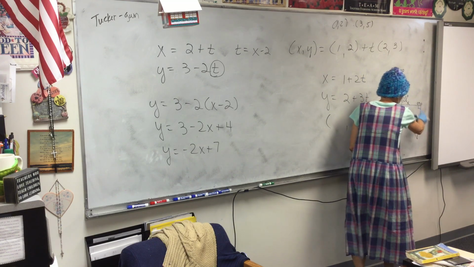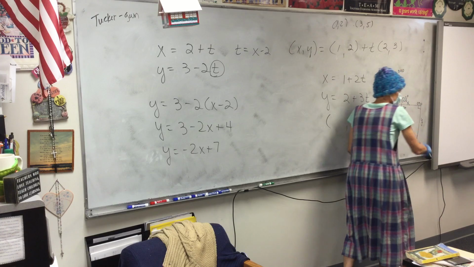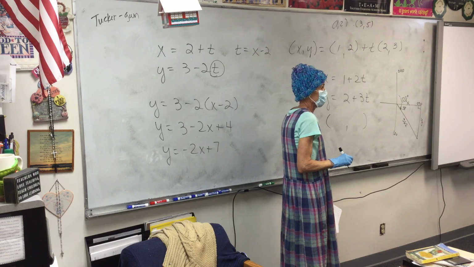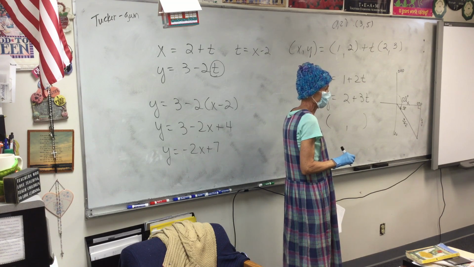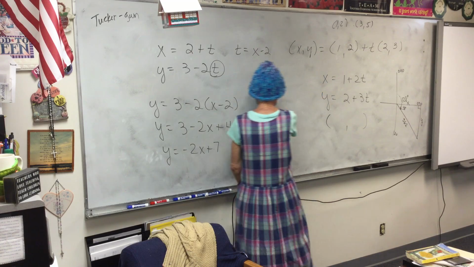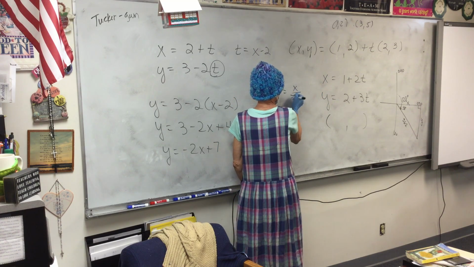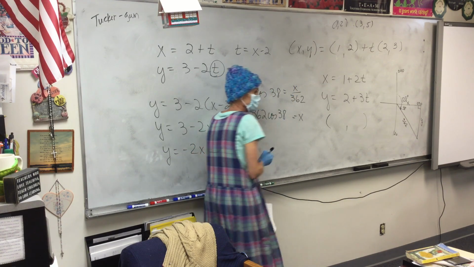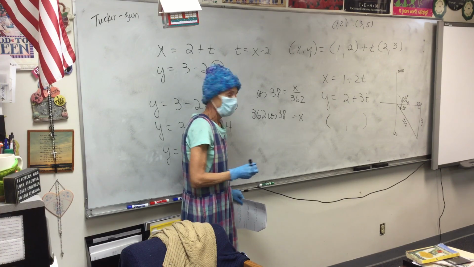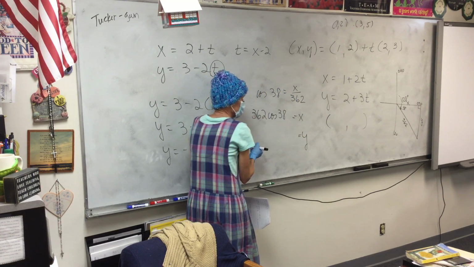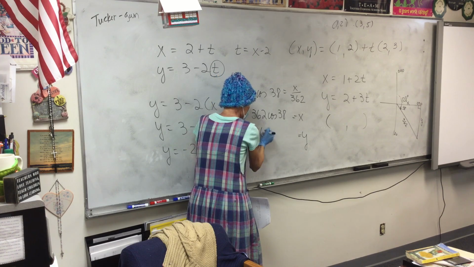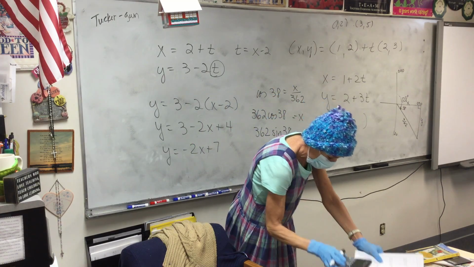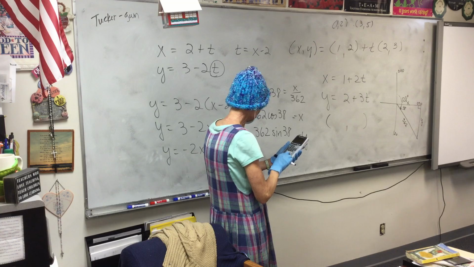So now I have this triangle. And how do I find my x and my y? We already did this once today. How do I find them? Cosine 38 equals x over 362. So x equals 362 cosine 38. What will y equal? 362 sine 38. So I go to my calculator and I type those in.